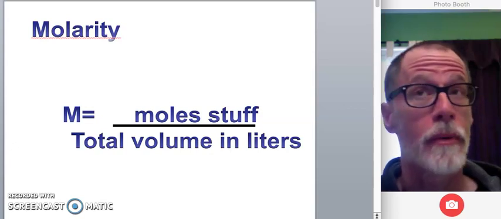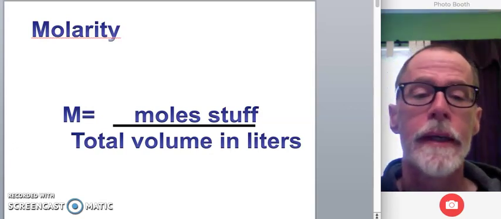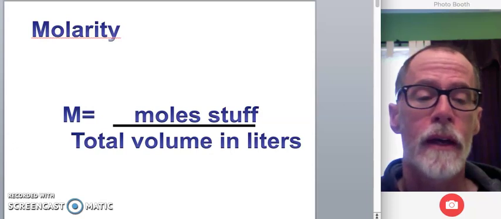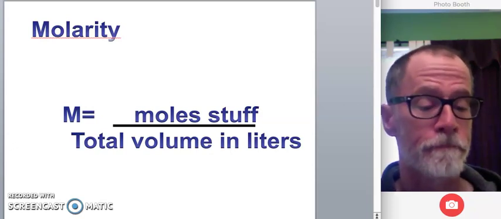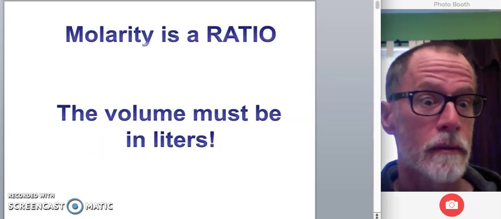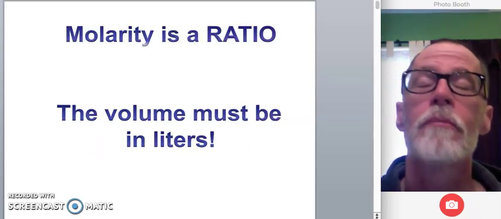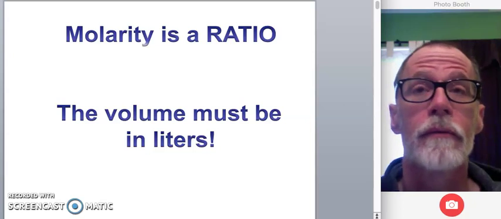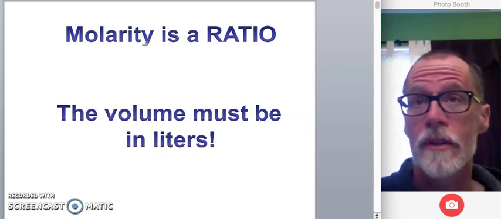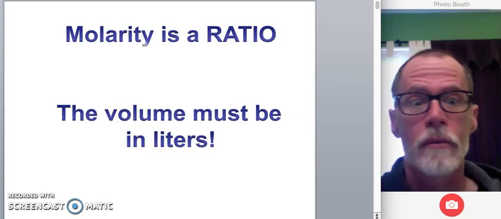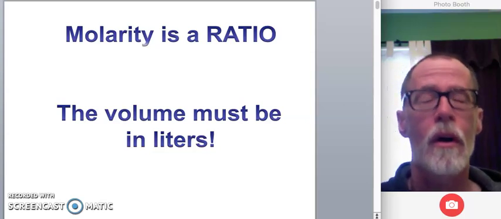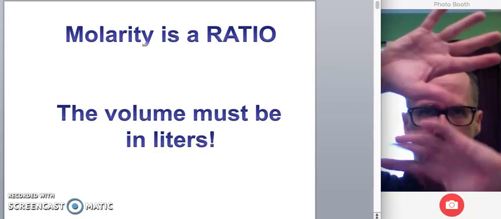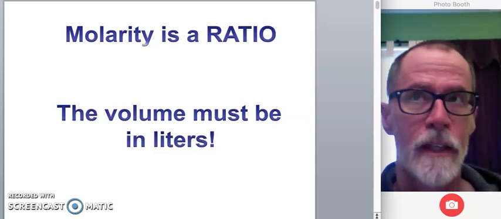It will turn out to be a bracket in our dimensional analysis. Molarity is moles of whatever you have divided by the total volume in liters. Keep this in mind: molarity is a ratio, versus, for example, mass, which is just mass, or volume, which is just volume, or moles, which is just moles. Molarity is always a ratio of moles of stuff divided by volume in liters.